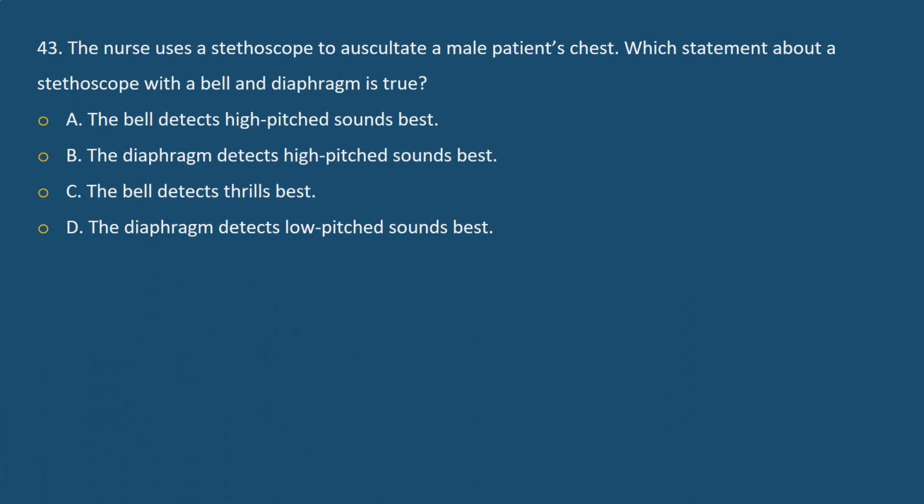Question 43. The nurse uses a stethoscope to auscultate a male patient's chest. Which statement about a stethoscope with a bell and diaphragm is true? A. The bell detects high-pitched sounds best. B. The diaphragm detects high-pitched sounds best. C. The bell detects thrills best. D. The diaphragm detects low-pitched sounds best.